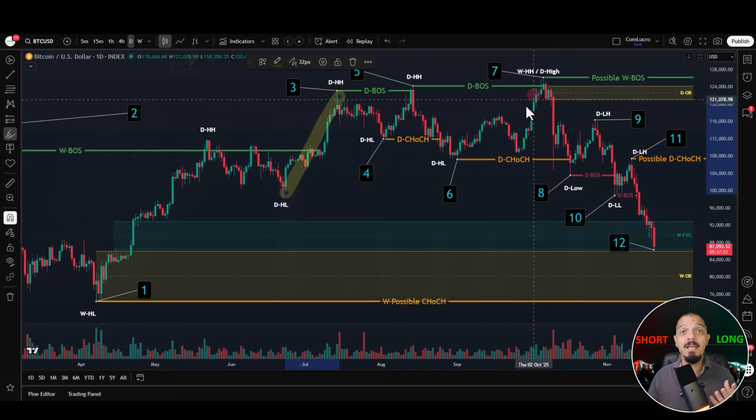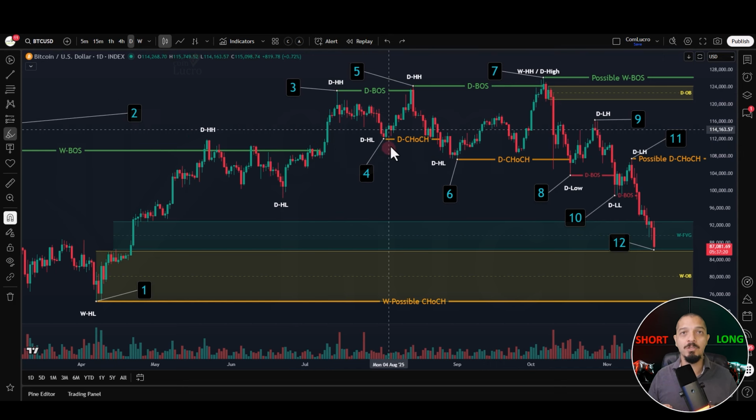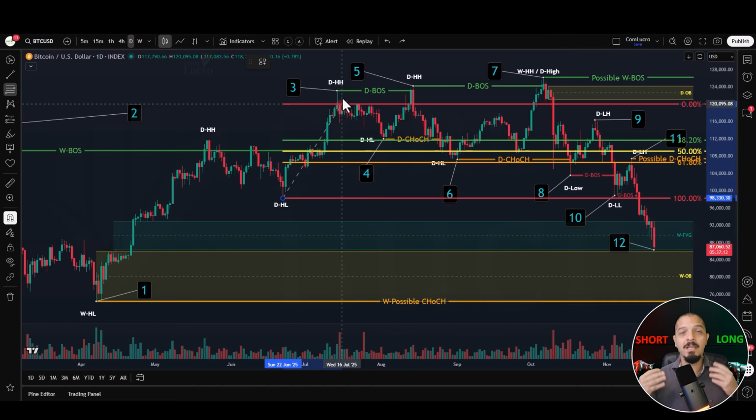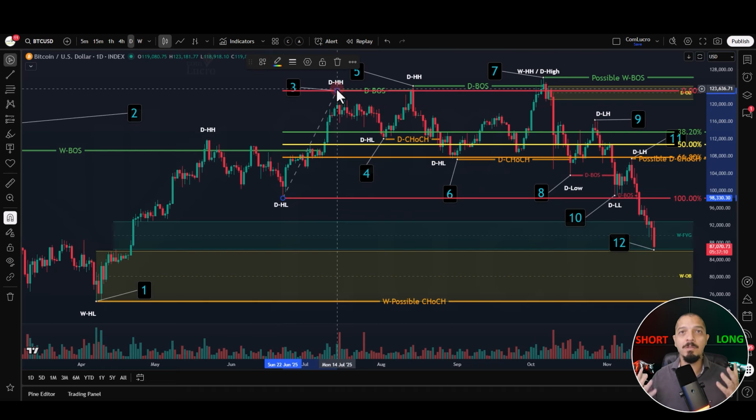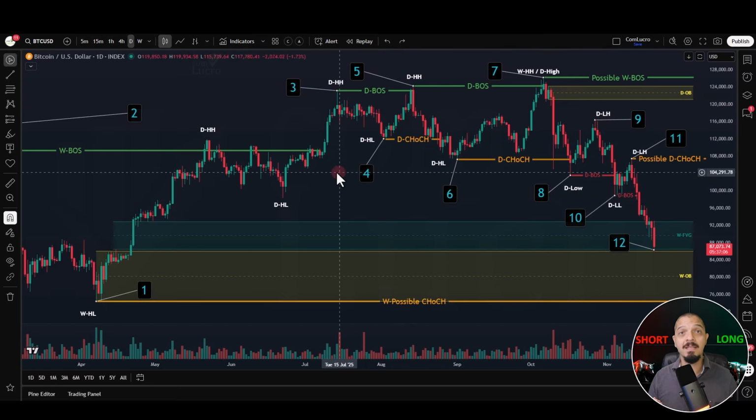Step 4. Here, price pulls back and forms a new daily low, but this movement does not break any bearish structure. It is simply a normal retracement inside the ongoing daily uptrend. This low becomes an important reference point because if price breaks below it later, that break would confirm a daily change of character. For now, step 4 is not a bearish signal. It is only the swing low that defines the boundary for a future choke.